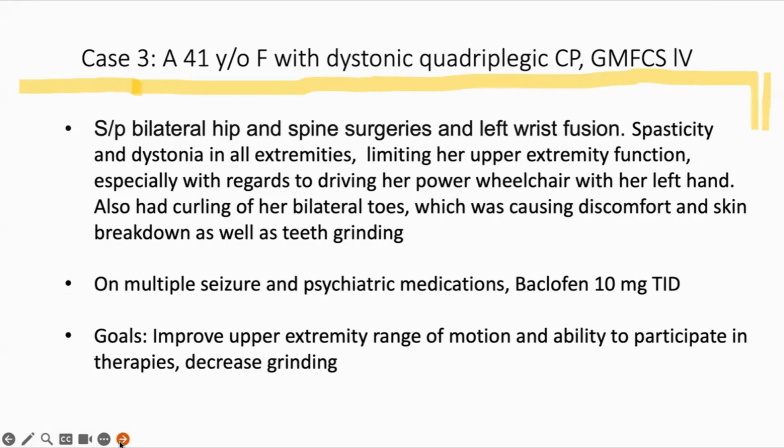The goals for her injection were to improve upper extremity range of motion and also being able to participate in therapies. She had also bruxism, so we did the facial muscles for that as well. And as you see, she's on, again, both psych medications and baclofen with not much improvement.